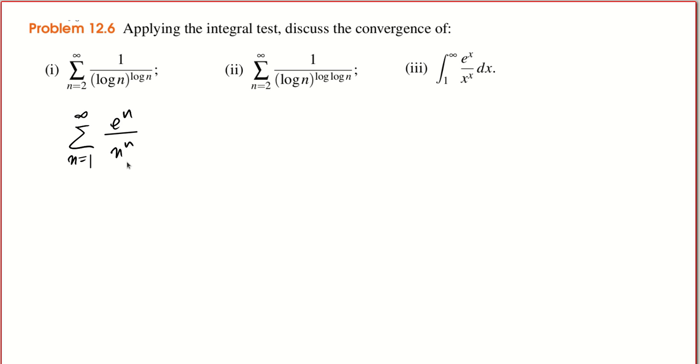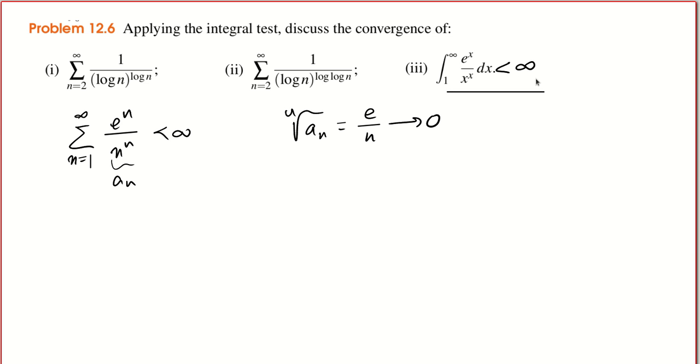Actually, it's just the root test where you have to apply, sorry, this is a_n, and this is just e over n, which goes to 0, so this one is convergent, so this one converges. No surprise, because that's the integral that we have to obtain doing the change of variable in the integral test of this one. Okay, that's it.